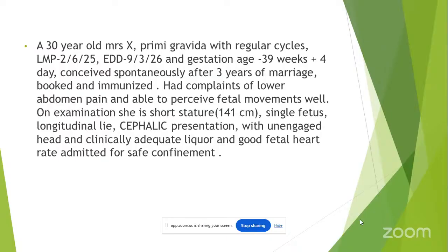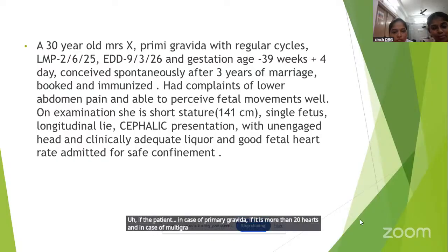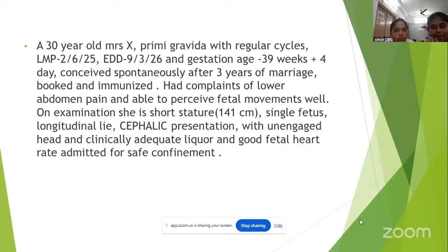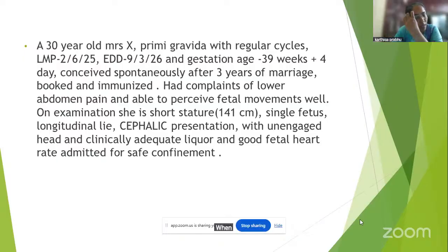Now tell us about the first stage of labor. In the first stage, in the latent phase, in a primary gravida, if it is more than 20 hours, and in a multigravida, if it is more than 14 hours, it is considered a prolonged latent phase, ma'am. In the active phase of the first stage, if it is more than 12 hours in primary gravida, and more than 6 hours in multigravida, it is said to be prolonged, ma'am.